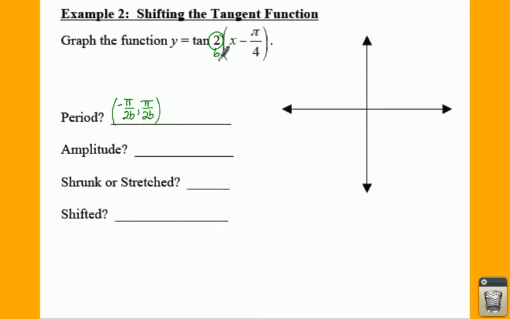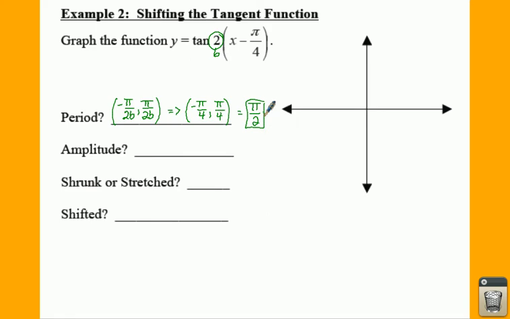So if b is equal to 2, that means the period is going to be between negative pi over 4 to a positive pi over 4. So that entire distance, the entire period then, would just be a positive pi over 2. That's going to be the distance of your period.